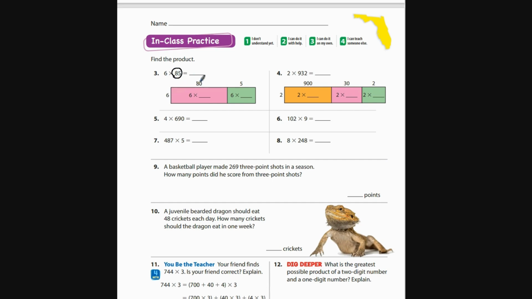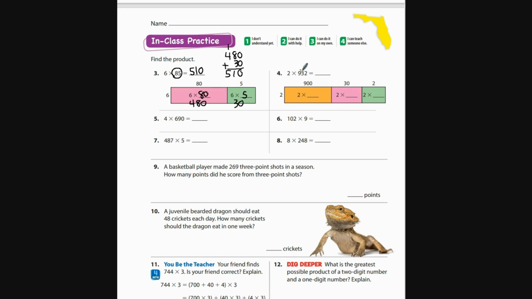What are the rules? 6 times the first number, 6 times 80. And then 6 times the second number, 6 times 5. Now I need to find the product. So we need to find what is 6 times 80. 6 times 8 is 48, and add a 0, 480. And 6 times 5 is 30. Now all I have to do is get 480 plus 30. This is 0, 8, 9, 10, 11. Carry the 1. 4 plus 1 is 5. That means that my product is 510.